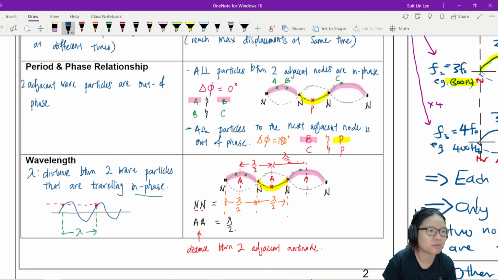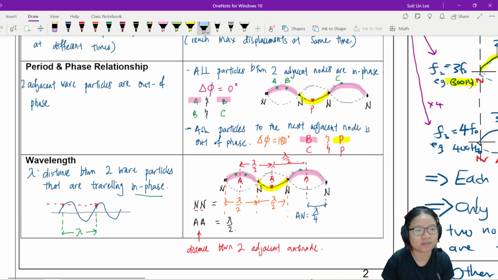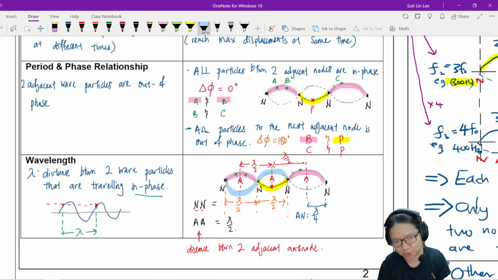And then if you're a bit more perceptive, you realize that actually I can also measure from A to N. If you do so, that will be lambda over 4. So lambda over 4 is from an antinode to the adjacent node. All right, this is still sinusoidal. So if you want an entire wavelength, I have to travel from here all the way to here, right? Because that will look something like one complete cycle. So this is one wavelength.